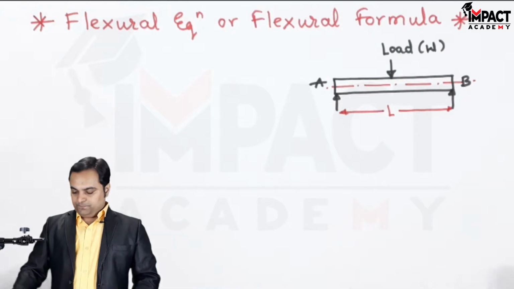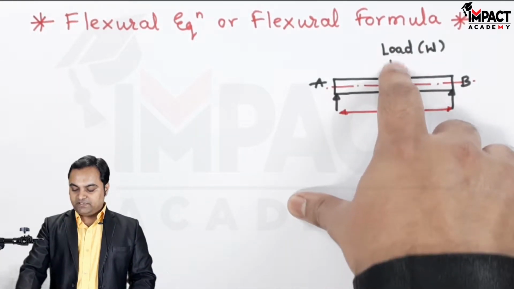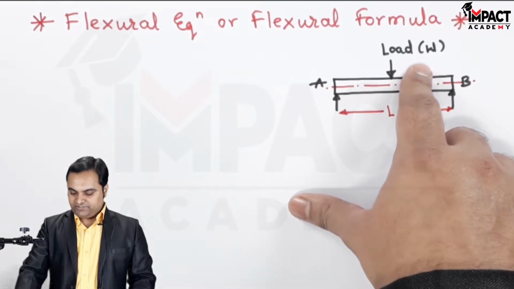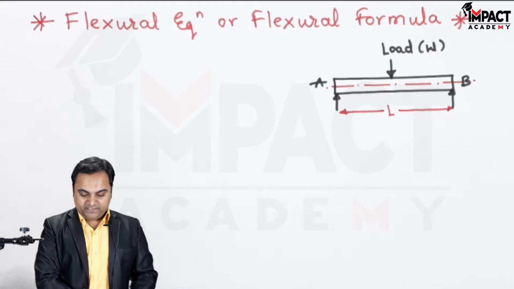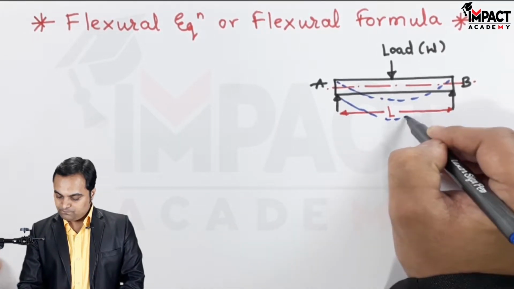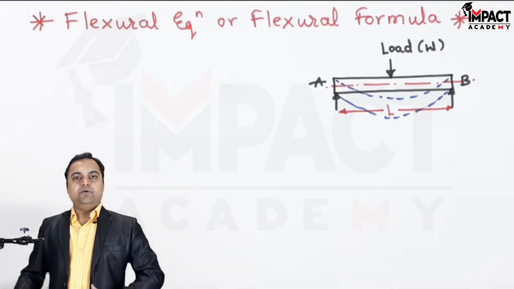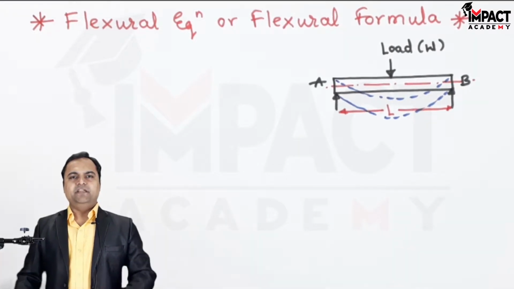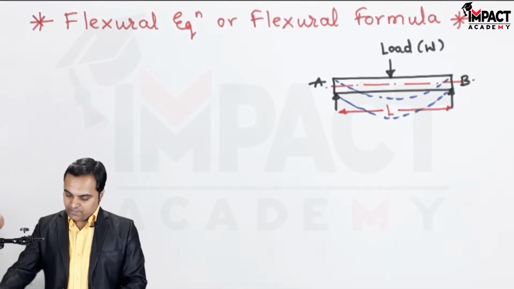Here there is a beam having length capital L supported at ends A and B under the action of the load which is kept at the center, load W. Now because of this the beam is going to bend. So in the case of the flexural formula we are considering only the bending effect and not the shearing of the beam, or we can say the shearing stresses.